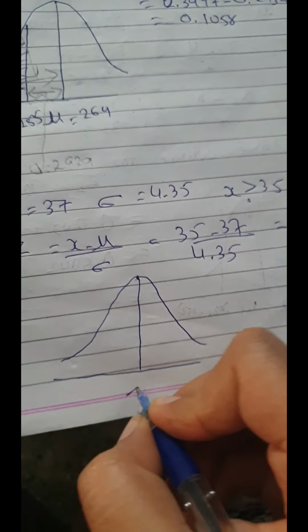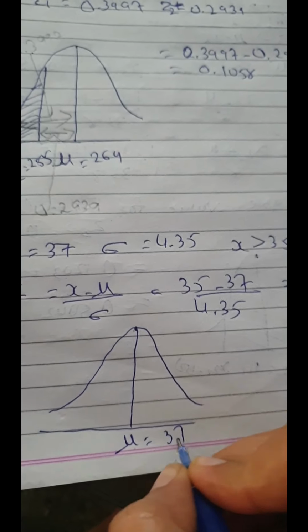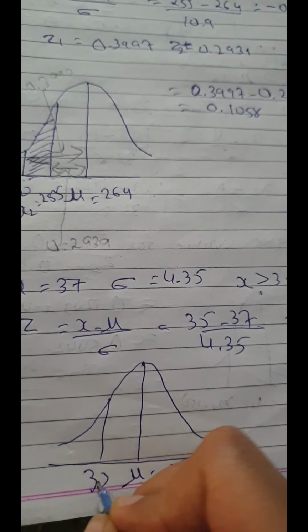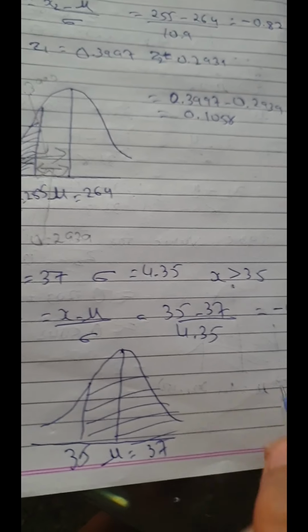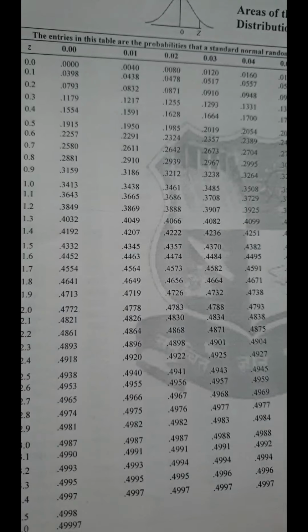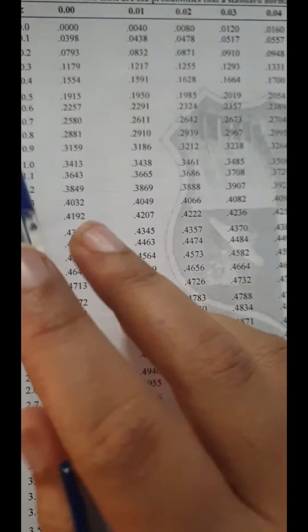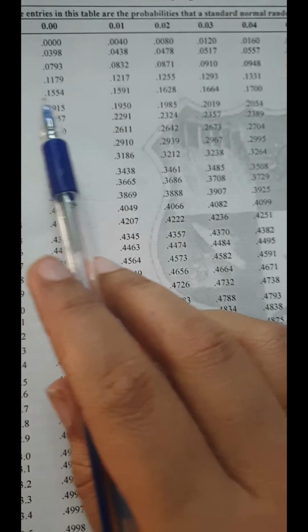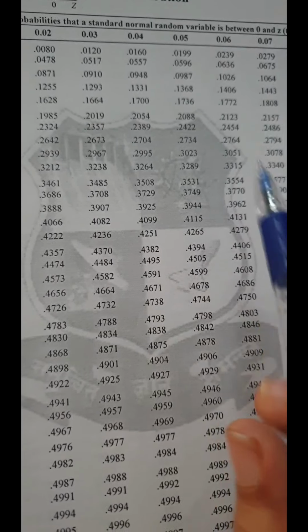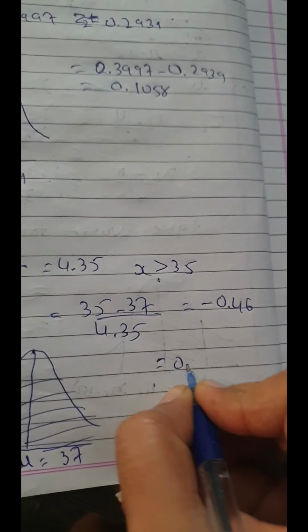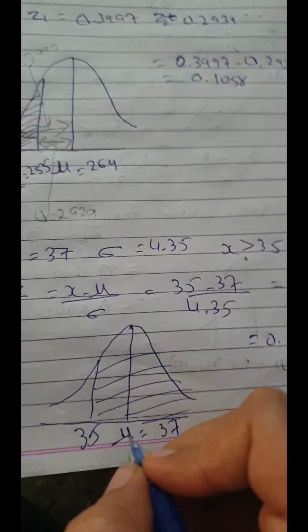So this is your mu, mu equals 37. X is 35. You want the value x greater than 35, so this area you want. Now let's check the value for 0.46. 0.4 and 6, the value is 0.1772.